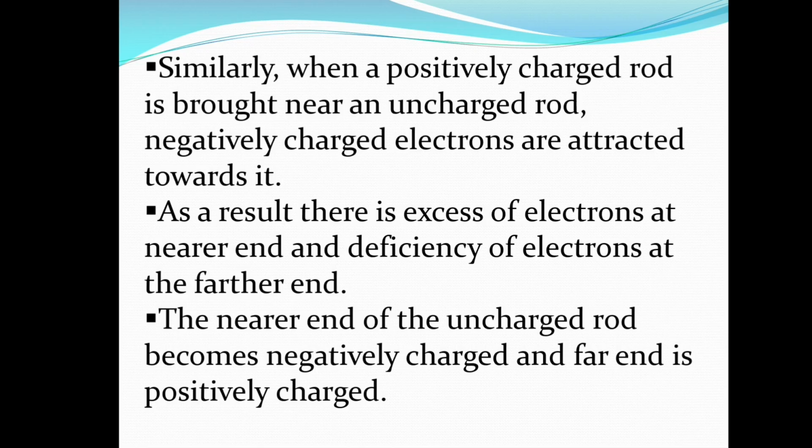Similarly, when a positively charged rod is brought near an uncharged rod, negatively charged electrons are attracted towards it. As a result, there is an excess of electrons at the nearer end and a deficiency of electrons at the farther end. The nearer end of the uncharged rod becomes negatively charged and the far end is positively charged.